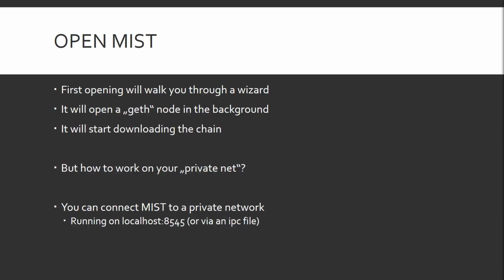Open Mist. When you open Mist for the first time, it will walk you through a wizard. It will also open a Geth node in the background and start downloading the chain. But how does it work if you want to work with your private network to develop different distributed applications? In this case, you can connect Mist to a private network that is running on localhost 8545 or via an IPC file. We will do this quite often throughout the course.